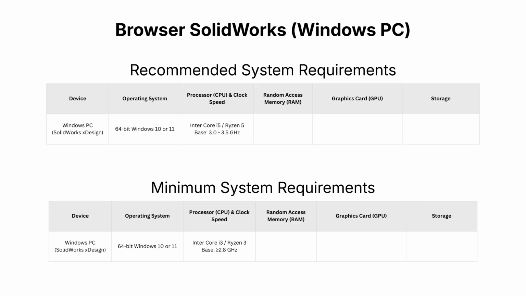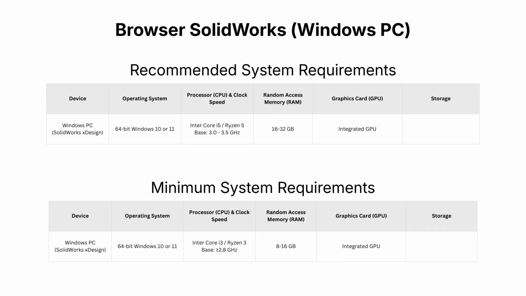For the RAM, you want a minimum of anywhere in between 8 to 16 gigs and anywhere between 16 to 32 gigs if you can afford it. When it comes to the graphics card for running xDesign, you should be okay using whichever integrated graphics card your computer has, as long as your computer isn't like from the Stone Age. And in terms of storage, you don't have to be on the lookout for any singular type. Just make sure you have anywhere in between 10 to 20 gigabytes of free storage space, and if you can, anywhere between 20 to 30 gigabytes of free storage space.